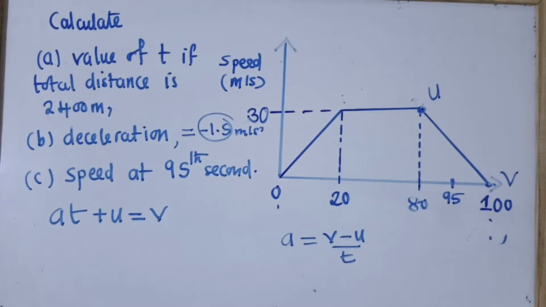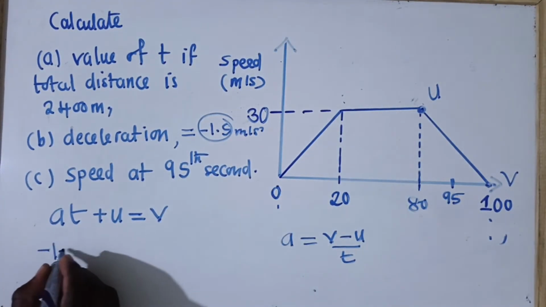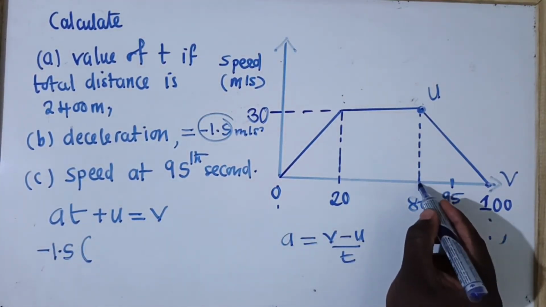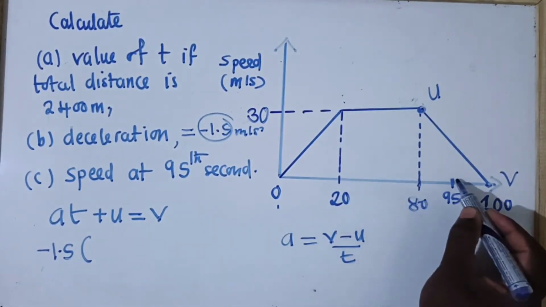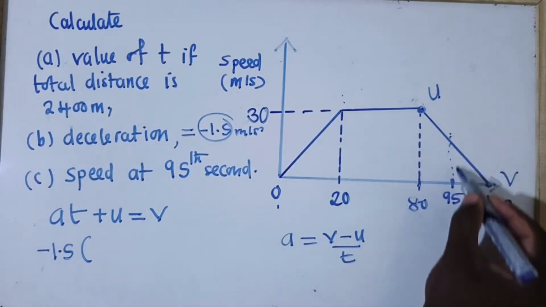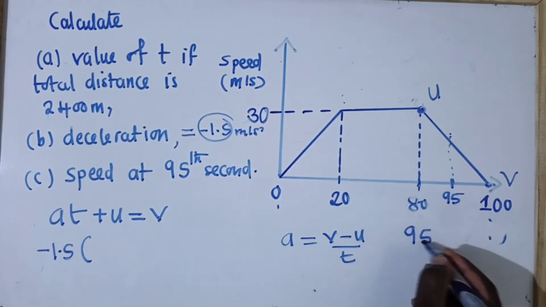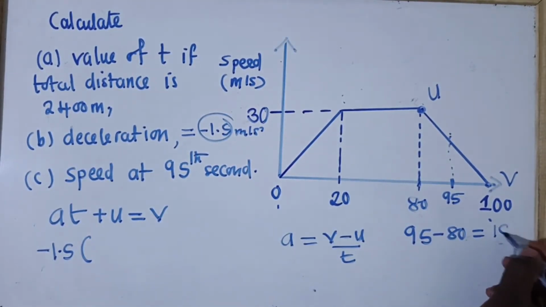Okay. So for A, that's our deceleration. We'll say negative 1.5. For T, it will be the time difference from where it started decelerating here, which is 80, and where we are finding, which is 95. We'll just say 95 minus 80. Of course, this is giving us 15, isn't it? So that's the time we're dealing with. We're dealing with 15 seconds.